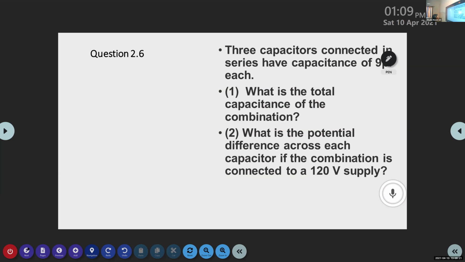So here, the next question: we have 3 capacitors connected in series, with a capacitance of 9 picofarad each. You have 2 sub-questions. What is the total capacitance of the combination? And what is the potential difference across each capacitor if the combination is connected to a 120 volt supply? So we have 3 capacitors connected in series combination. First of all, we can consider 3 capacitors.